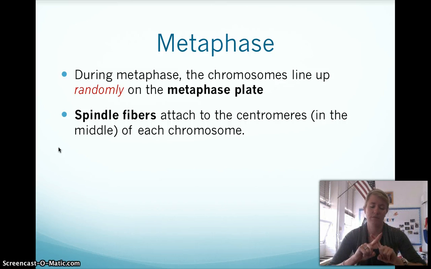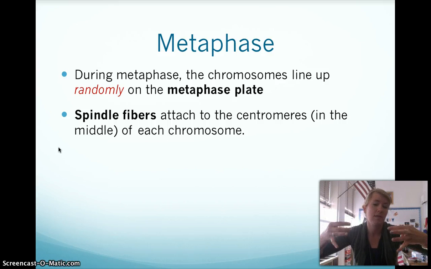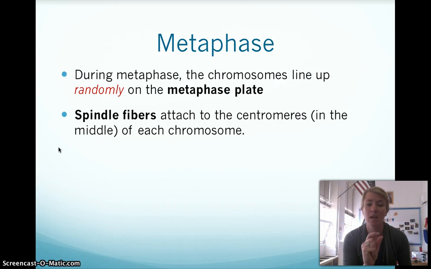Next is metaphase. What happens during metaphase is we have all of our X's, and they're going to line up right down the middle of the cell. X on top of X on top of X. And this happens totally randomly. And then spindle fibers, those things from the centrioles, come in, and they attach to the centromere. So that's the middle part of the chromosome. They attach to the centromere on each side of each chromosome.